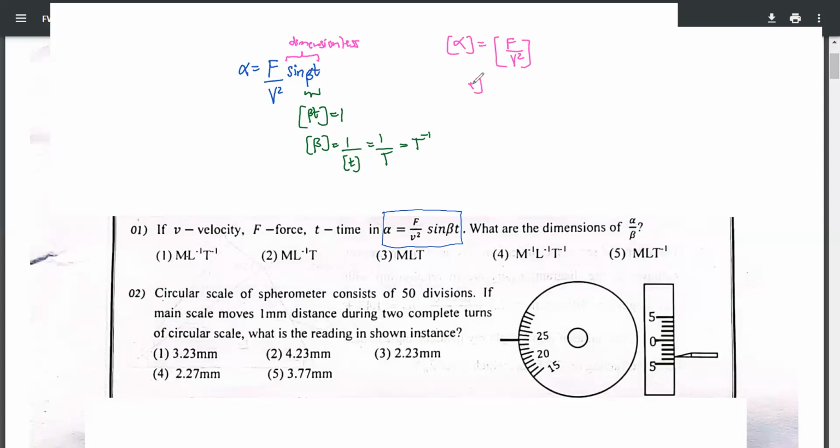So dimensions of alpha will be f, force. Force is M L T to the minus 2. What is v squared then? L squared T to the minus 2. Then, who will get cancelled off here? I think we can get rid of T to the minus 2. T to the minus 2 will be gone, which means the final answer.